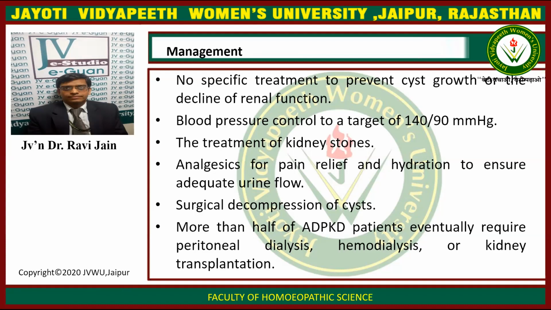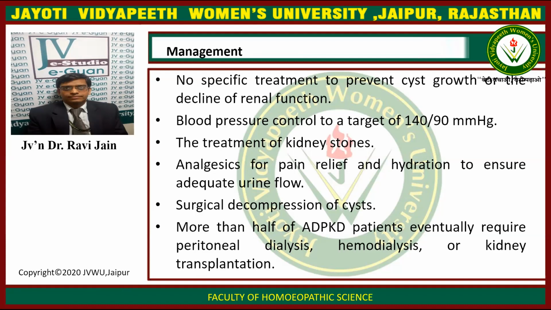So what we can do is reduce the other symptoms like hypertension. In the patient with hypertension, we can try to reduce the blood pressure in order to prevent further damage. The blood pressure is controlled to a target of 140/90 mmHg. The treatment of kidney stone: if stones are formed, especially nephrolithiasis, we have to treat those stones, with analgesics for pain relief and hydration to ensure adequate urine flow.